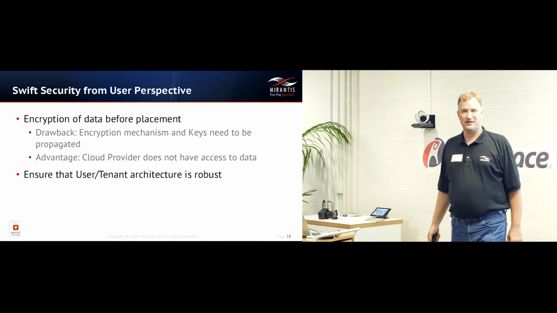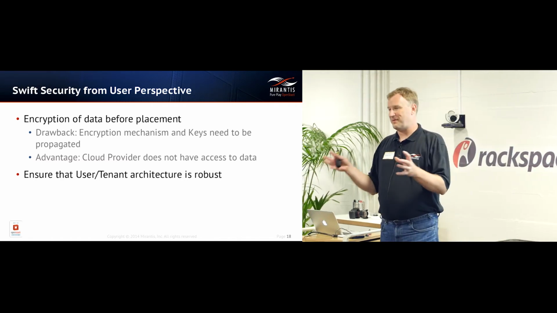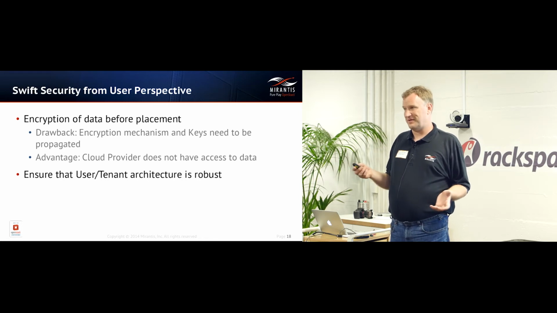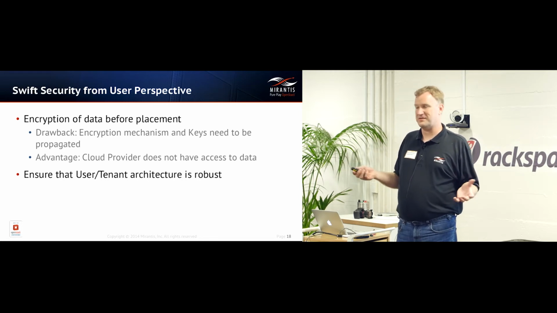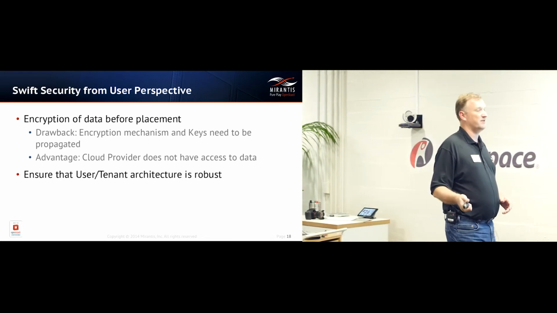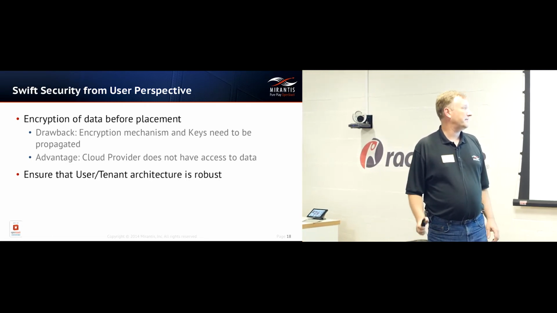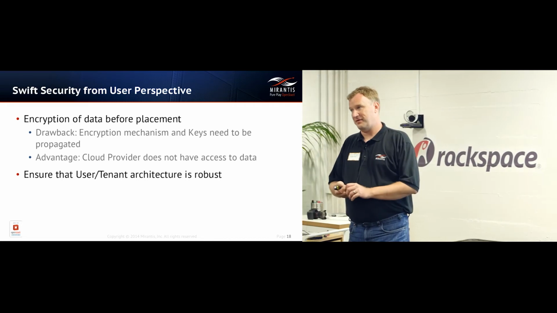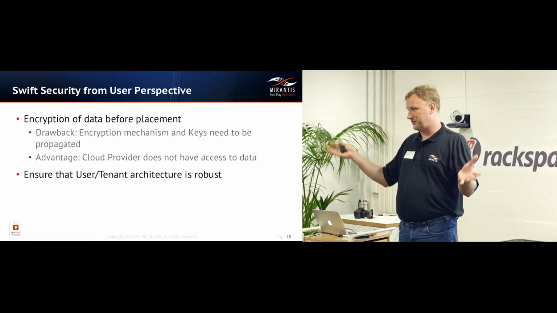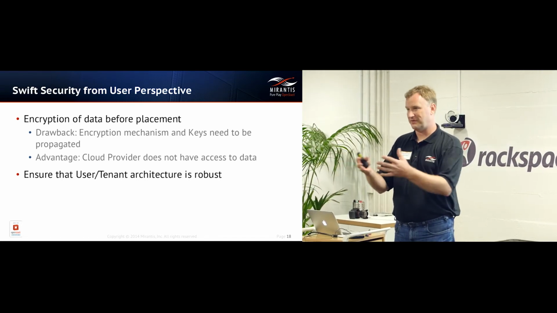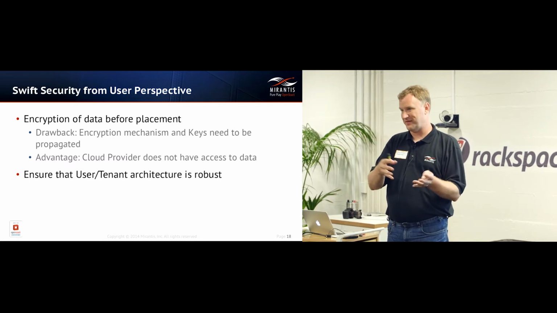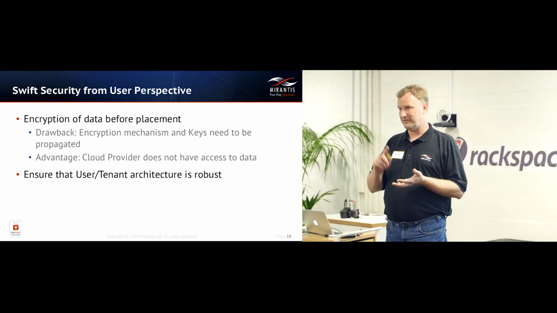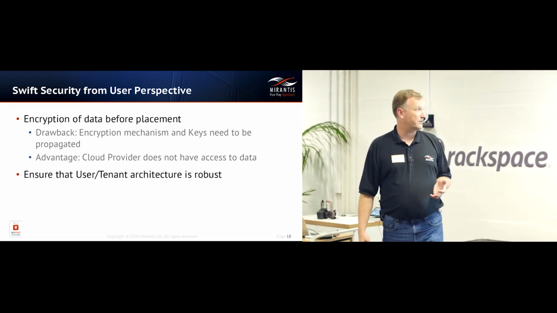And the more critical the data is, I mean, a couple of web objects, nobody cares. But imagine you have customer data in there. You do not want those exposed. Encrypt them before you even send them off to the Swift cluster. The downside, of course, is you have to propagate the encryption mechanism. You have to tell everyone or every bit of software that is accessing this, how the data is encrypted, how to decrypt it, propagate the encryption keys, and so on.